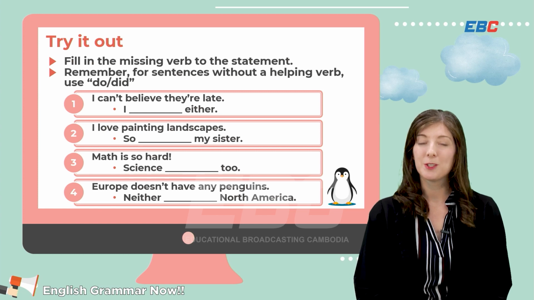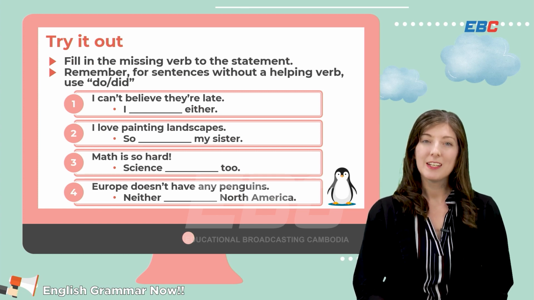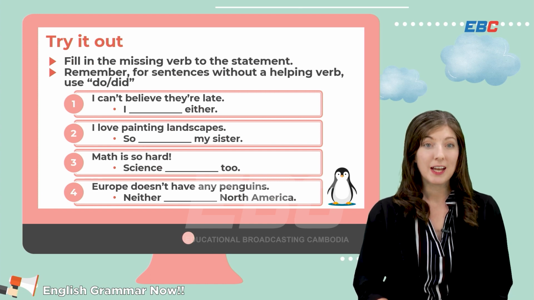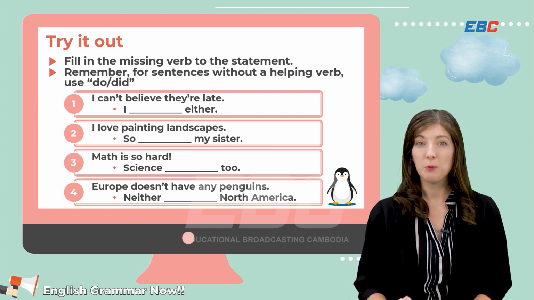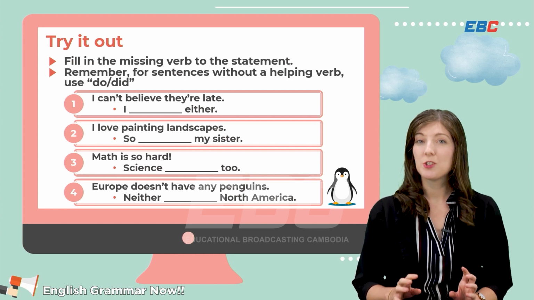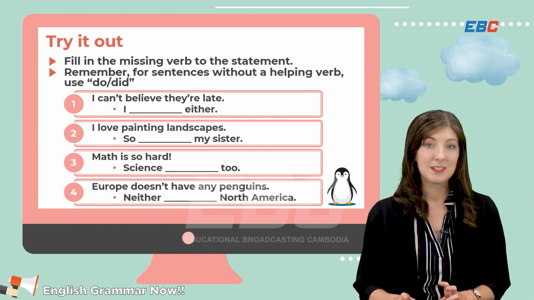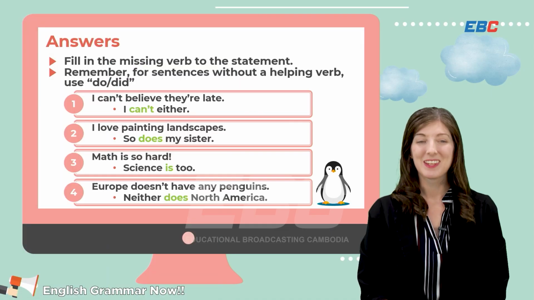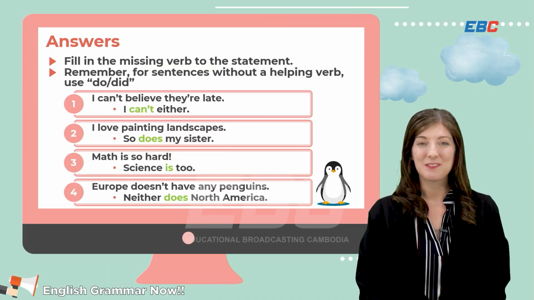Here's something for you to try. Fill in the missing verb in each of these statements. Don't forget that if there is no helping verb, we need to add do or did. Give it a try. Here's the answers to that activity.